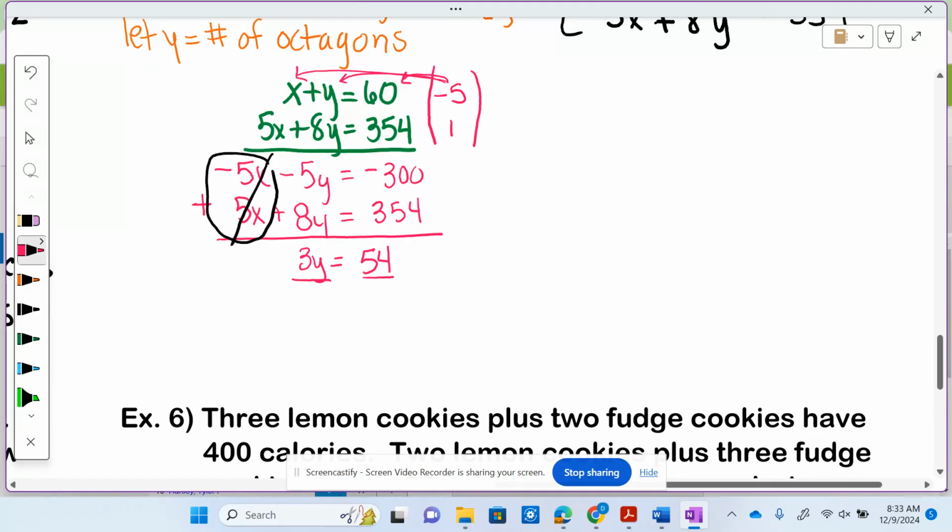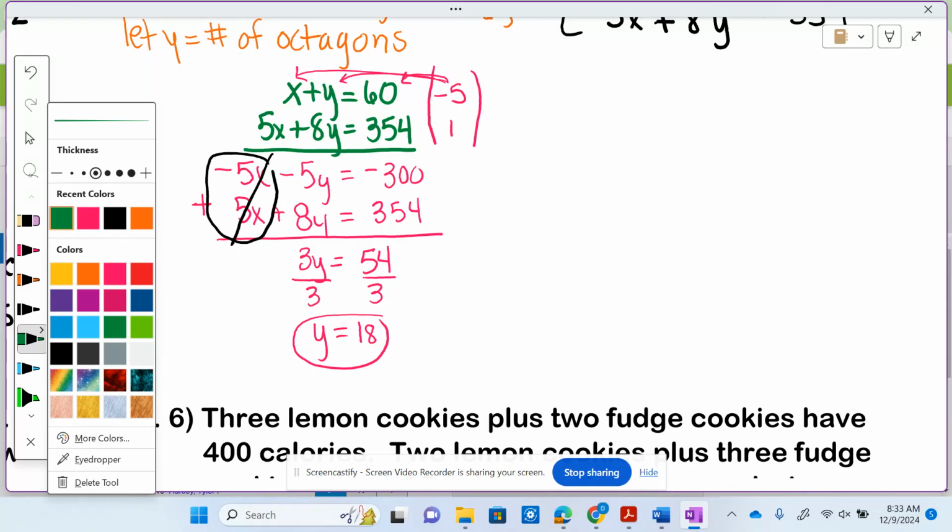Divide both sides by 3, and that means that y equals 18. So we have 18 octagons. We need to figure out how many pentagons we have. How are we going to do that?